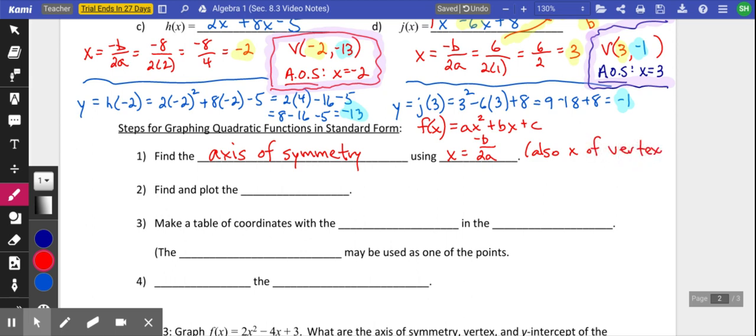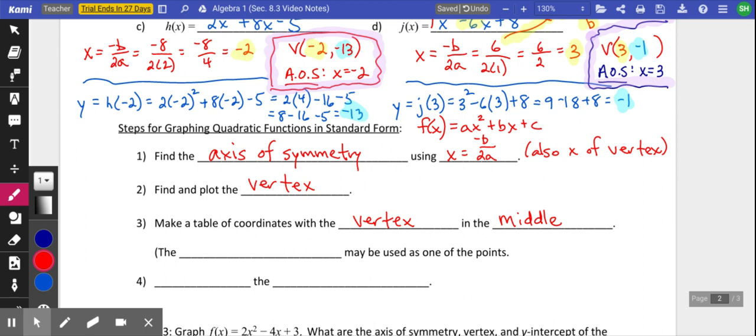Since we already know the x of the vertex, we can finish finding our vertex by plugging the x in and finding the y. Then we will plot that vertex and make our table of coordinates. We're going to let the vertex be in the middle of our table. That's how we've plotted things already. Our vertex always shows up in the middle.